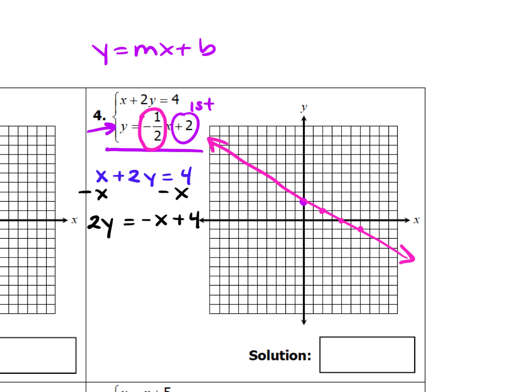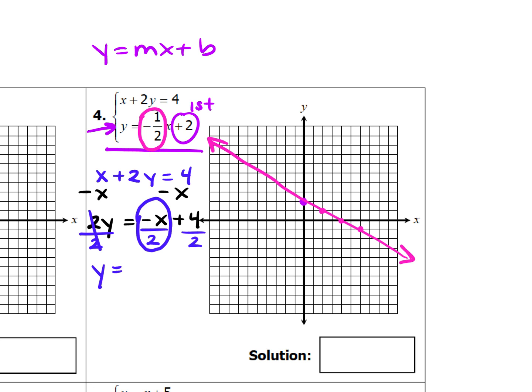You have to do one more thing to get it in slope-intercept. What is it? Divide. You're going to divide by 2, and you have to divide everything by 2. Okay, so this is 1, which means it's y equals, so that's a good start. How can we write this differently?